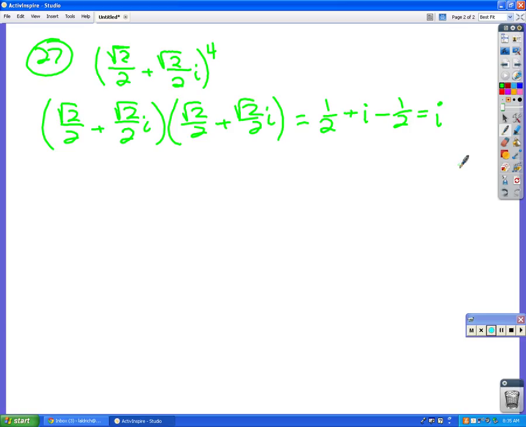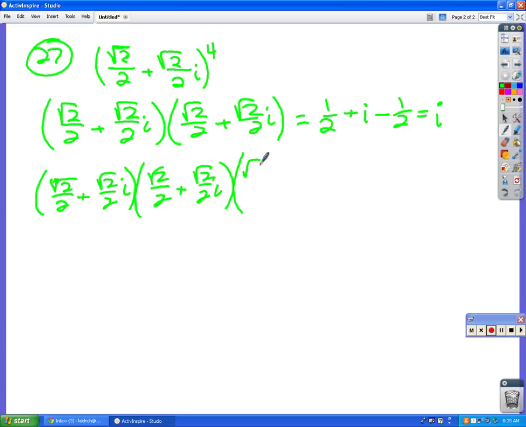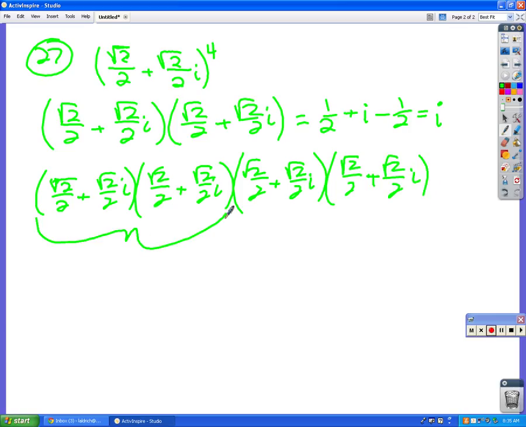Okay? So that is this thing times itself. Let me write this out. If I did this times itself 4 times, it would be i squared, right, because these two times each other we just figured out is i. These two times each other is also i. So like Forrest said, i times i is i squared. But i squared equals -1.